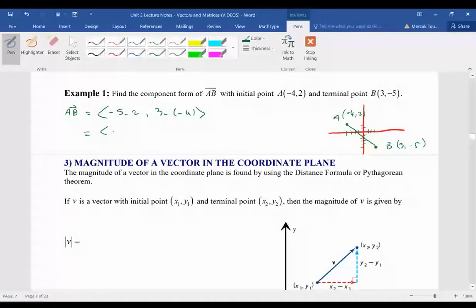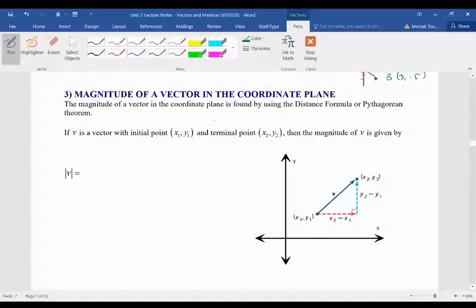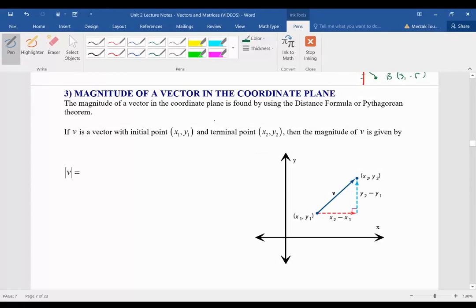Negative 5 minus 2, negative 7. Negative 3 plus 4, that's a 1. So the negative 7 will be the x component of this vector, and the 1 is the y component of this vector. And we call this the component form of vector AB. Good. Let's go to the next one.